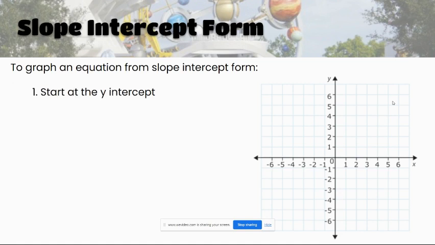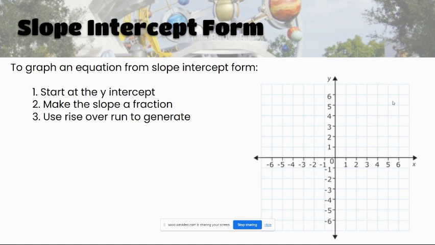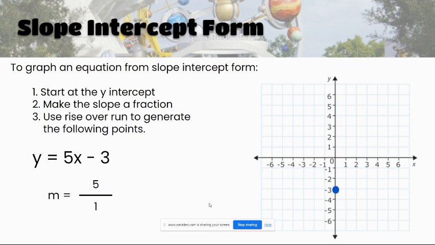All right, now what if I asked you to graph an equation from slope-intercept form? Well, to do that, you're going to have to start at the y-intercept and then make the slope a fraction, and then use rise over run to generate the following points. So here we have this equation, y equals 5x minus 3. Well, -3 is our starting point because that's the y-intercept, so I put a point at -3. Now I need to turn my slope into a fraction, so we have 5 over 1.